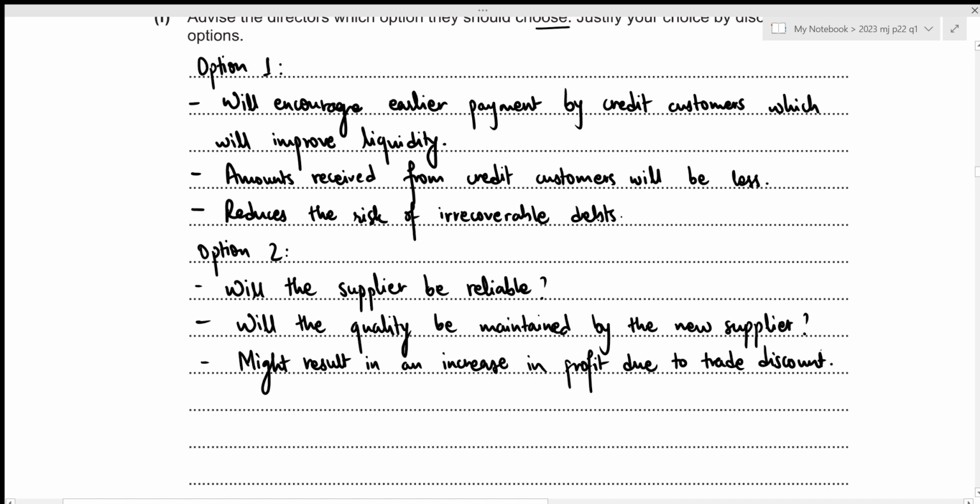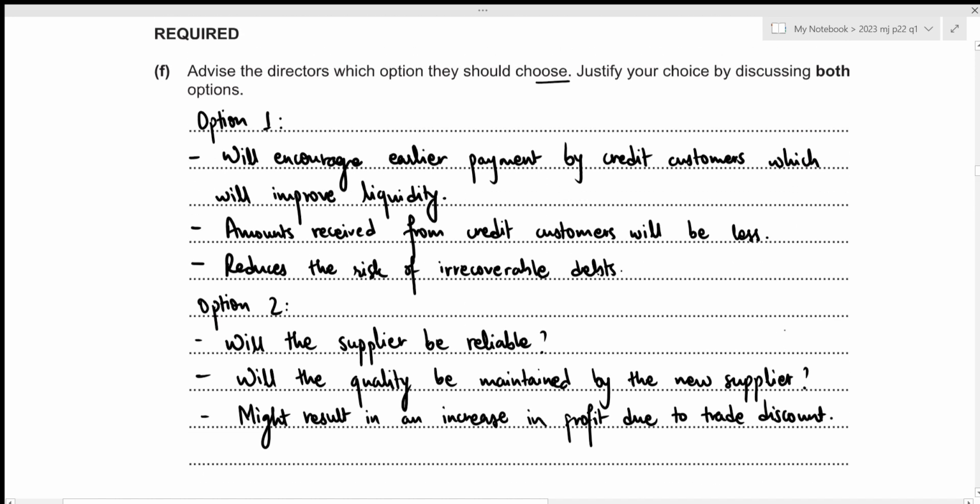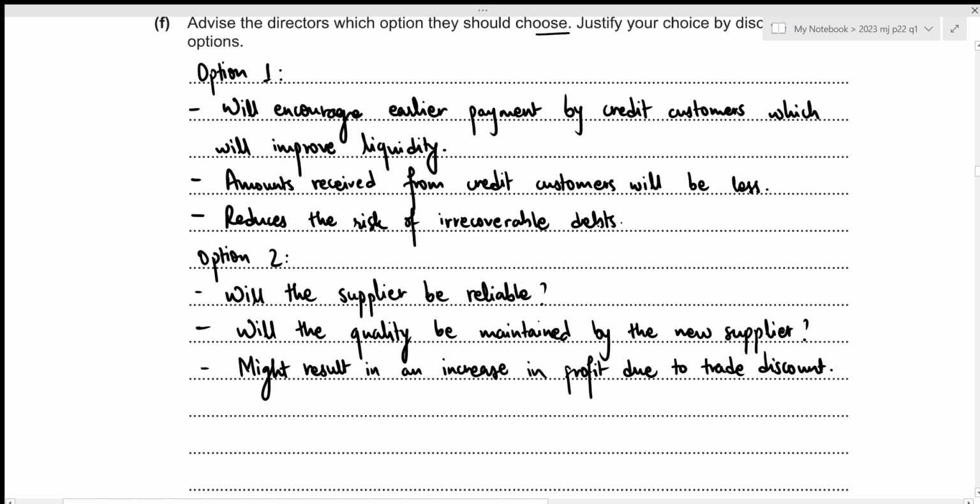Now, based on these factors, we need to advise the directors which option they should choose. Personally, I would go with option 1 because we are encouraging our credit customers to pay back early, which means that we will have reduced risk of irrecoverable debts. And if we're providing discount, it might result in an increased sales, which could improve cash flow as well. So I'm just going to write down my decision.